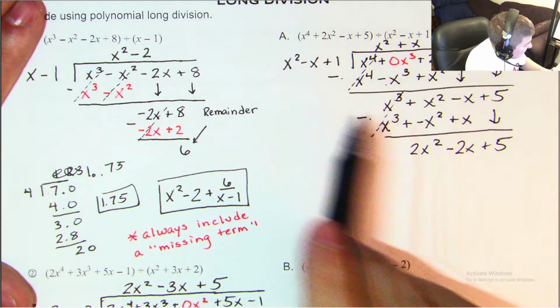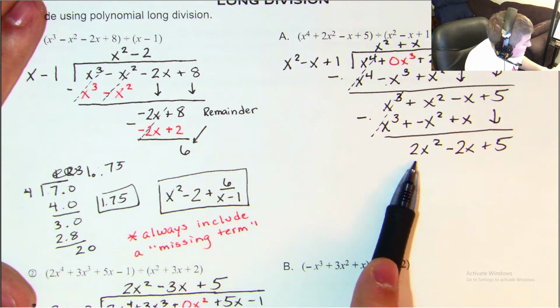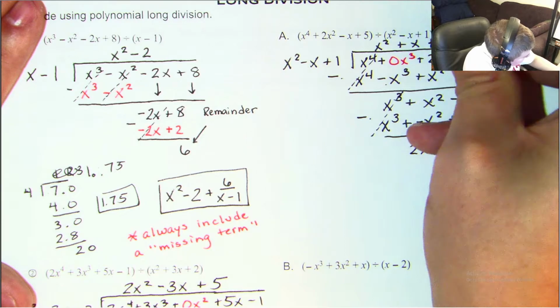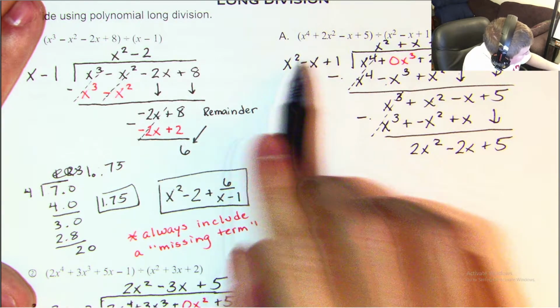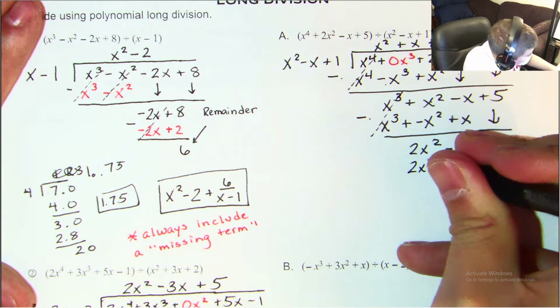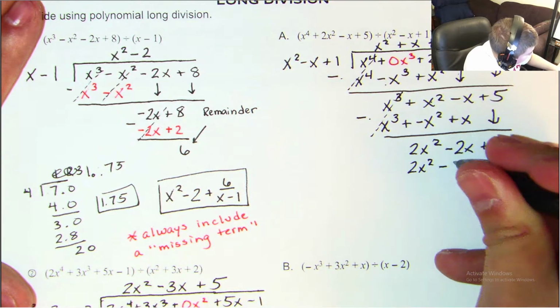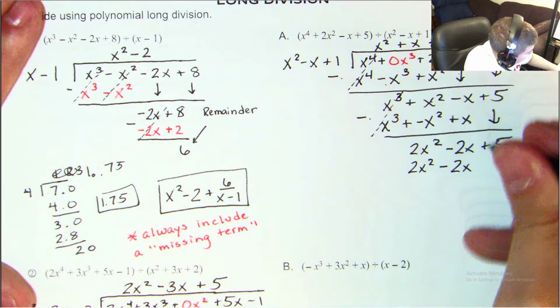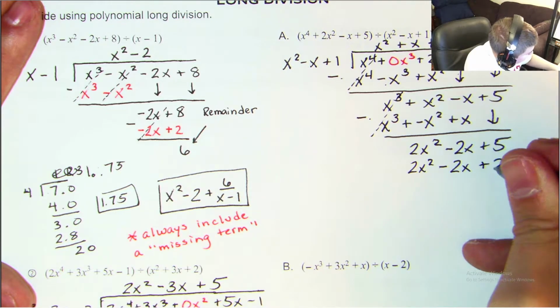Okay, and then lastly, I can go x squared times 2 is going to get me to that. So this is going to be 2. Okay, so 2 times x squared is 2x squared. 2 times negative x is negative 2x. 2 times 1 is 2.